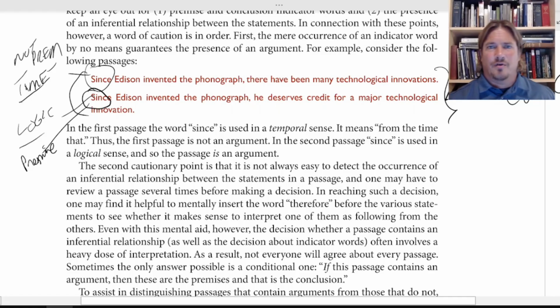So you have to be careful and remember that indicator words are generally an indication that a set of statements might be an argument, given that the indicator word introduces a premise or maybe a conclusion, but not always. There's no guarantee with these indicator words. Just remember that. I might ask you about that on the quiz.